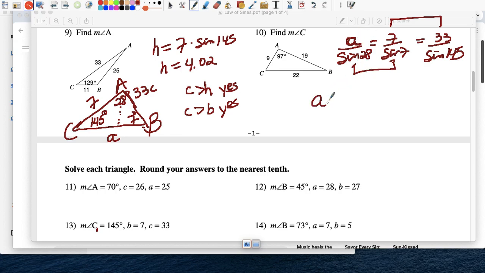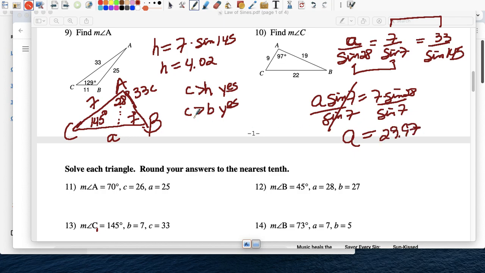So cross multiply, I get a sine 7 equals 7 times sine 28. Divide both sides by sine of 7. Sine of 7 cancels, simplifies to 1. So a equals 7 times sine of 28 over sine of 7. And that gives us 29.97. And this guy here, 29.97.